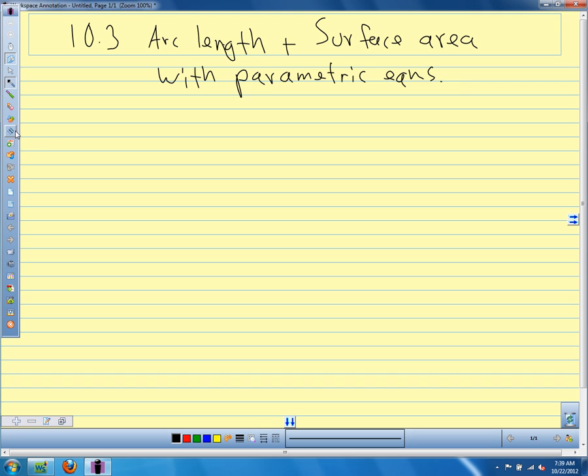So on Friday we did a short derivation to come up with our formula for surface area. We used our expression for surface area in rectangular coordinates with y as a function of x, and substituted our expressions for x and y as functions of t, and came up with our arc length.